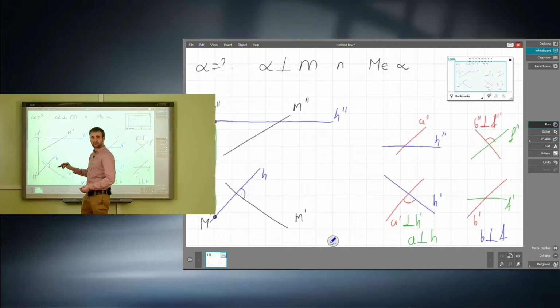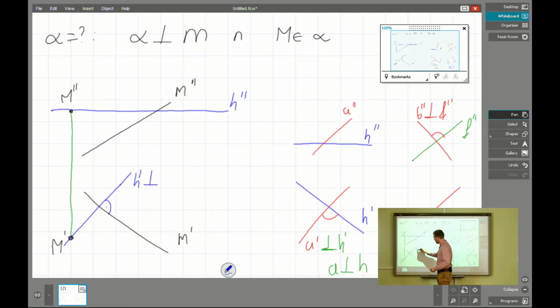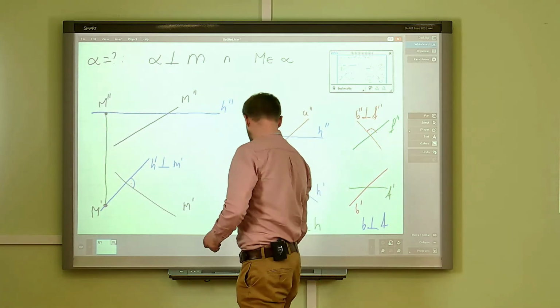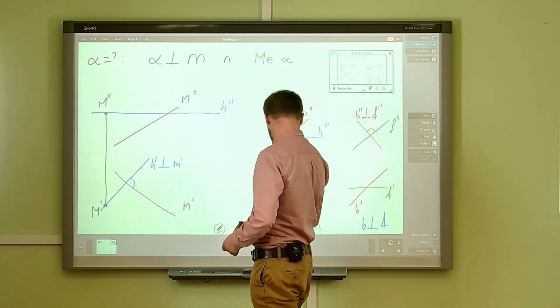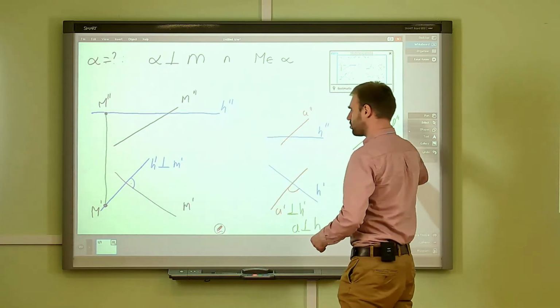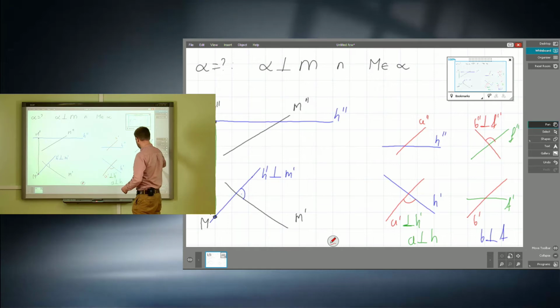Again, to emphasize the fact that H prime is perpendicular to M prime, I will write down that fact. Okay, and now we have half of our plane alpha. Second step, let's use, I don't know, red color, and we have to now introduce the second line, the second special line.